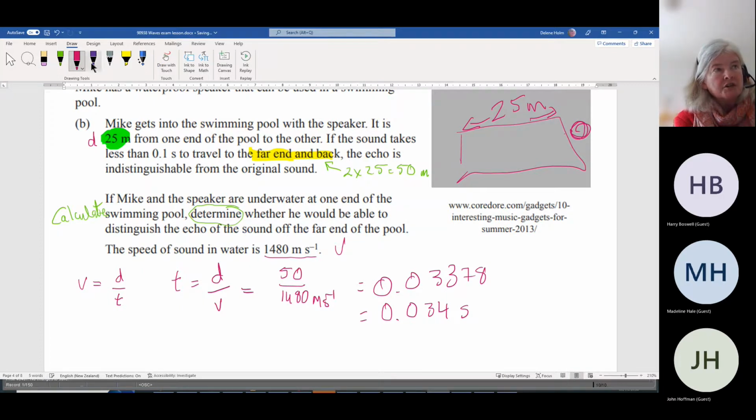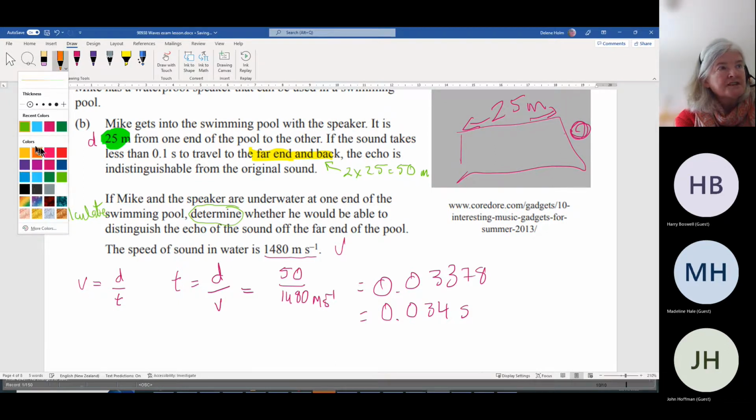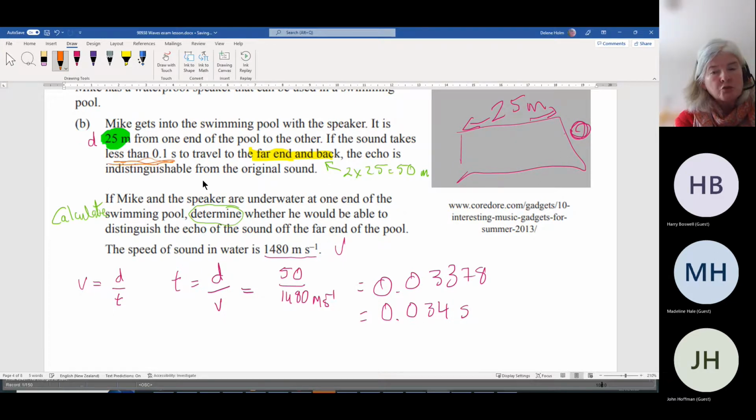And we are told that if, I'll just change that color again, I'm just using lots of different colors. If it's less than 0.1 seconds, you won't be able to distinguish it. So is this less than 0.1 second? Correct. You'd be surprised how actually people see 3 and they go, no, it's more than 1, but it's 0.03. So because it's less, Mike will not.